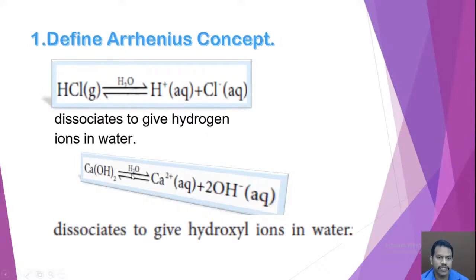Right? Another example is used for base, calcium hydroxide, the molecular formula we have known, Ca(OH)2. The calcium hydroxide dissolves in water, it gives charge separation, calcium 2 plus and 2 moles of OH minus ions. They are called hydroxyl ions. Which substance donates OH minus ions in water, that substance is called a base. So donating H plus is called acid, donating OH minus is called a base. This is the Arrhenius concept.